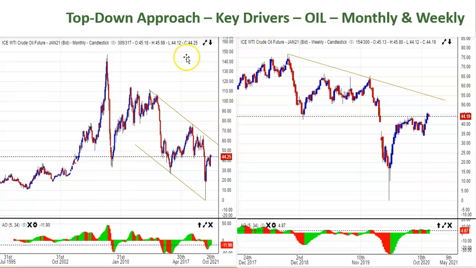Now looking at the monthly on the left, we see the downtrend lines and oil is trading within the channel. On the right, if we look at this last pattern, oil came off the lows and then we did a nice little correction, and now it looks like we're going to trade higher and retest the downtrend line.